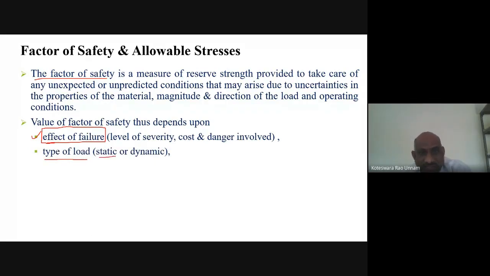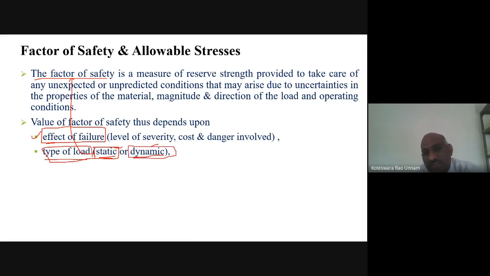We already discussed that we have static loads and dynamic loads. When a machine component is put into operation, it may be subjected to either static load or dynamic load. If the load is static, it is not going to change with respect to time, so we can assume a lower factor of safety, because a static load is not going to deviate much from the original conditions. Therefore, the factor of safety for designing against a static load is small when compared to designing against a dynamic load.